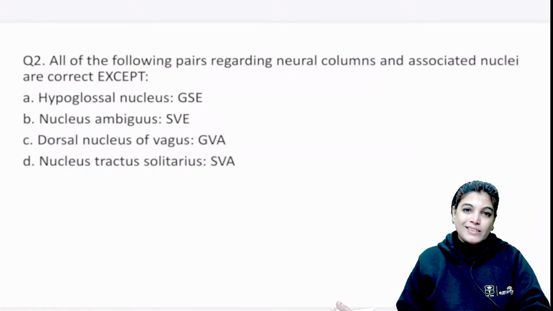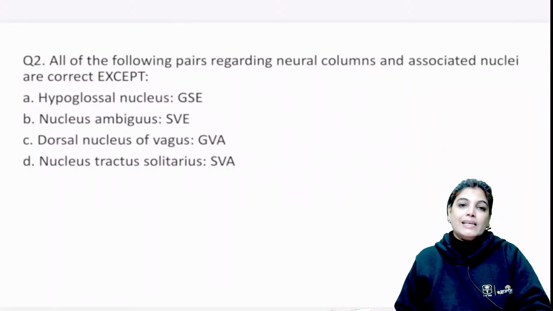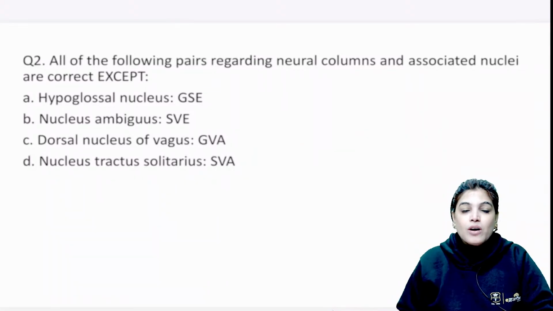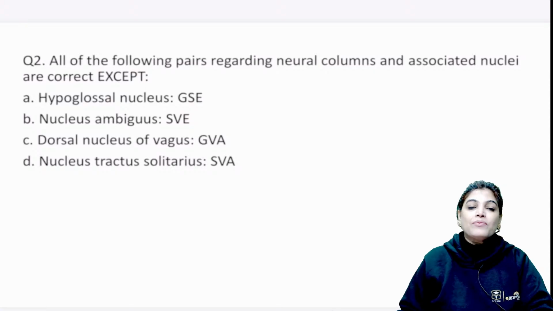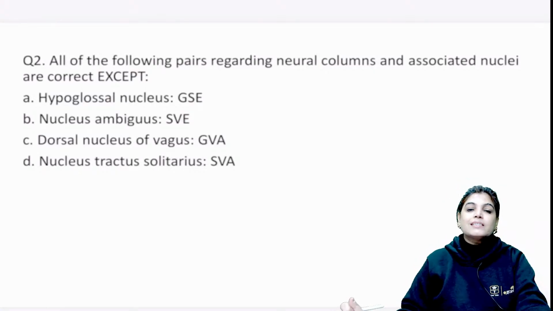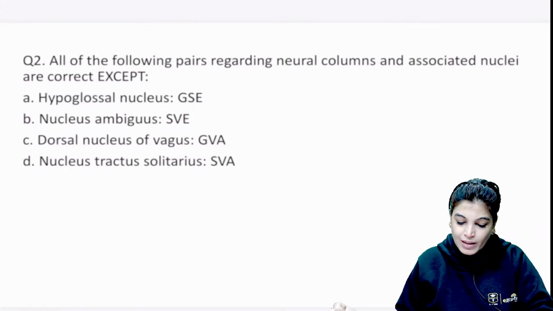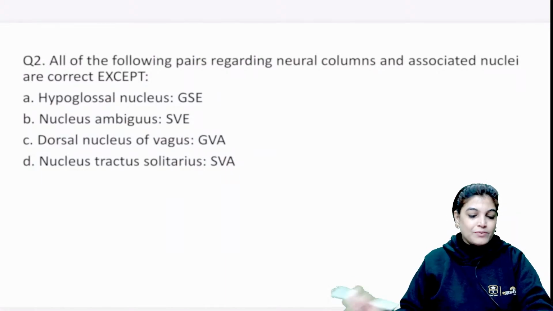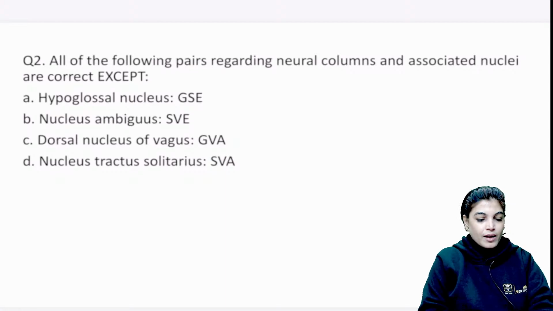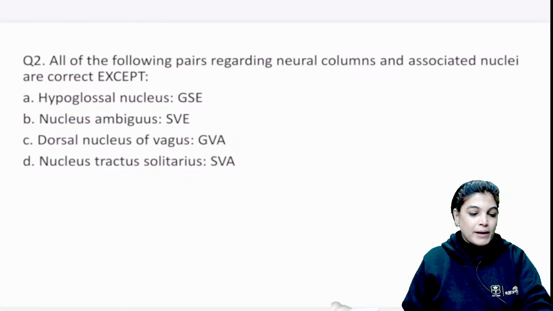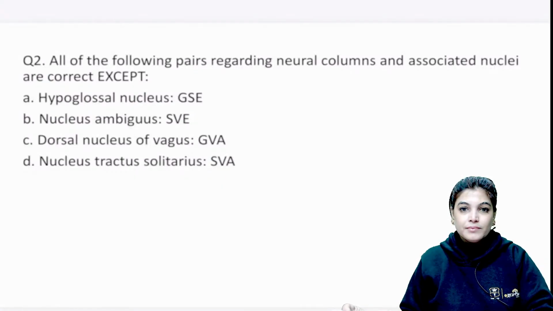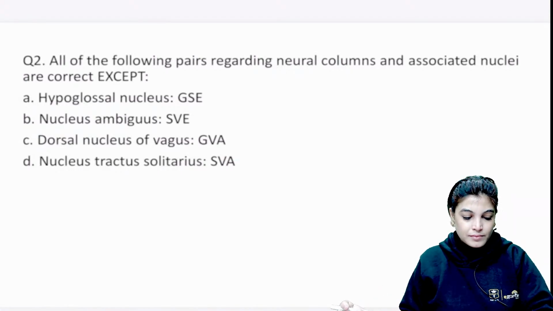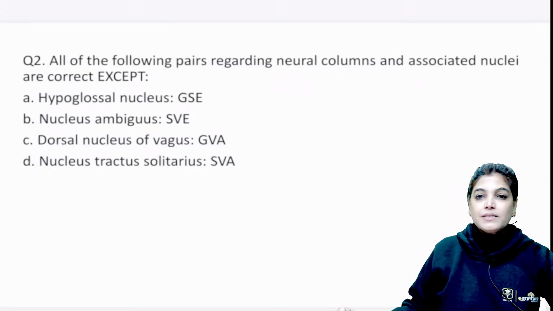Hypoglossal nucleus is general somatic efferent. Nucleus ambiguus is special visceral efferent. Dorsal nucleus of vagus is general visceral afferent. Nucleus of tractus solitarius is special visceral afferent. Which is wrong? Question number two, which is the wrong pair? Take a few seconds and please mark the right answer.